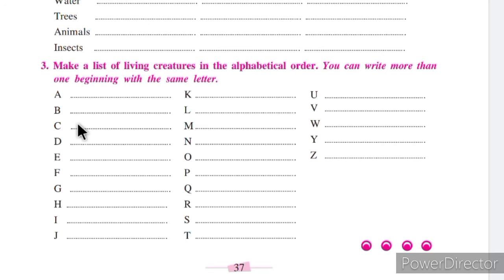B for bat, C for cheetah, D for dingo, E for elephant, F for frog, G for giraffe, H for horse, I for iguana, J for jackal, K for kangaroo, L for lion, M for monkey, N for nightingale, O for owl, P for parrot, Q for quail, R for rhinoceros, S for squirrel, T for tiger, U for umbrella bird, V for vulture, W for walrus, X for X-ray tetra, Y for yak, and Z for zebra. Here X is not given, but for your information I told you.